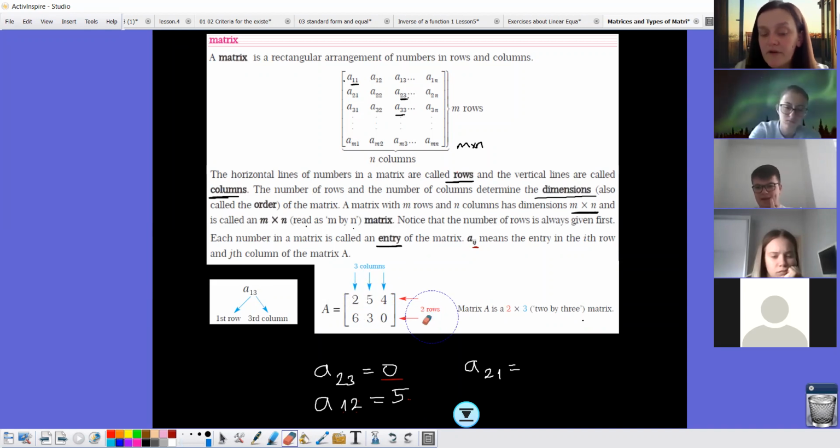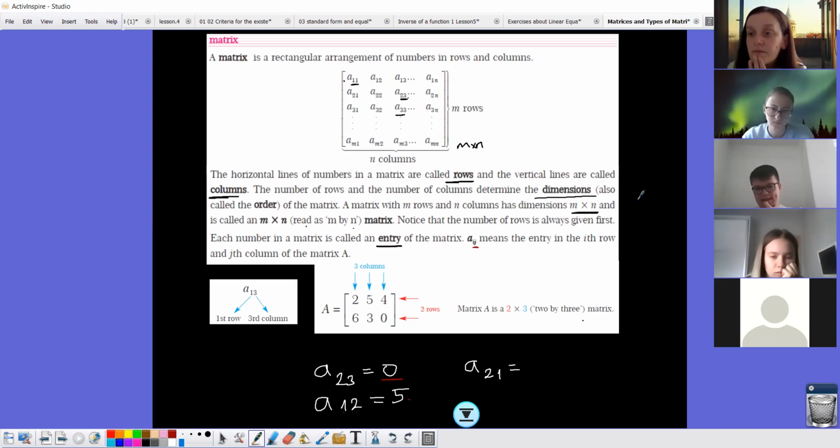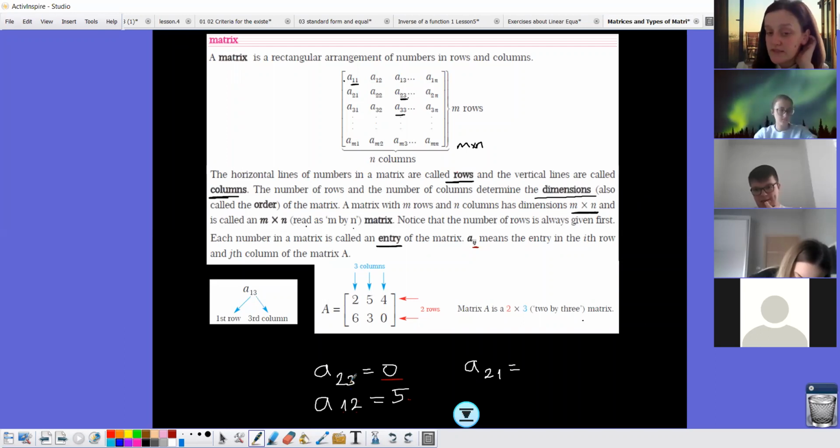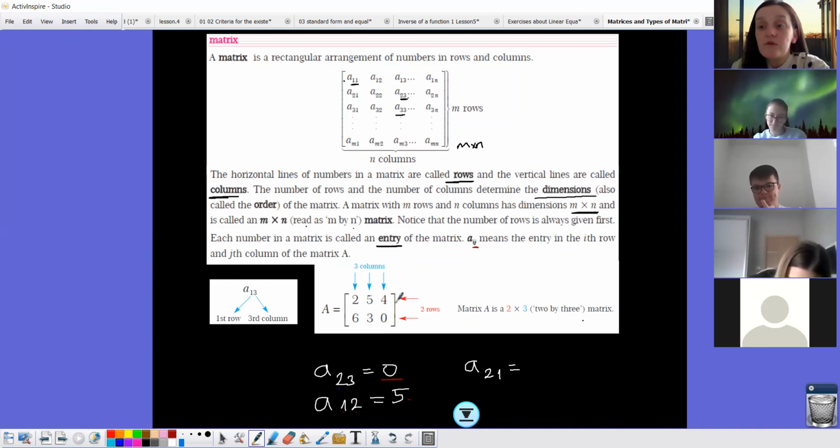Alexander? Teacher, I didn't get it. Which part you didn't get, Alexander? How, teacher, A23 is equal to 0? It's not A23, it's A23, okay? So one more time, I'm repeating. These small numbers next to A show you the row and the column, in which row and in which column you are looking for.